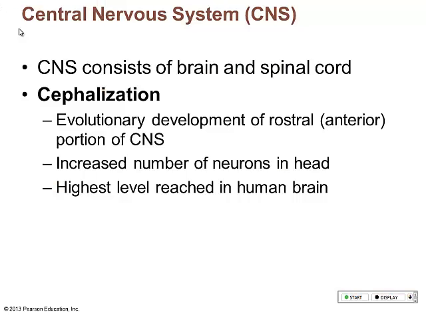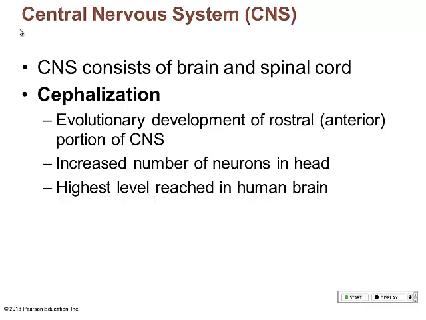And what did we talk about when we talked about information coming in, information going out? How do we refer to that? Afferent, efferent, sensory, motor, information coming in, information going out. So the central nervous system consists of what? The brain and the spinal cord.